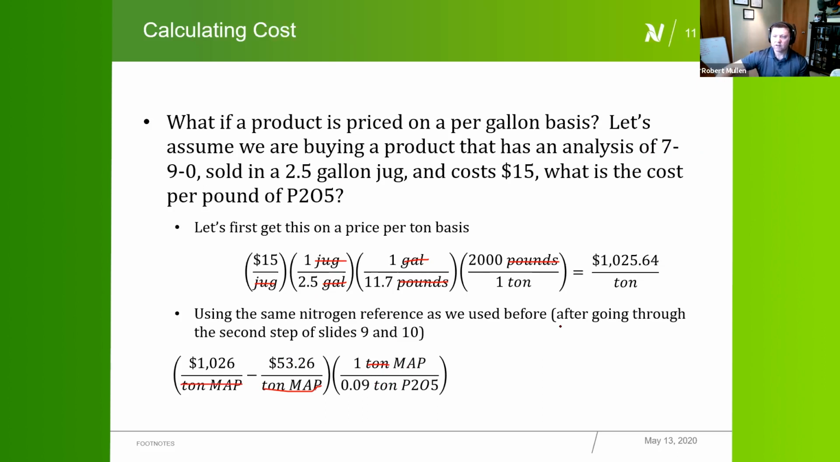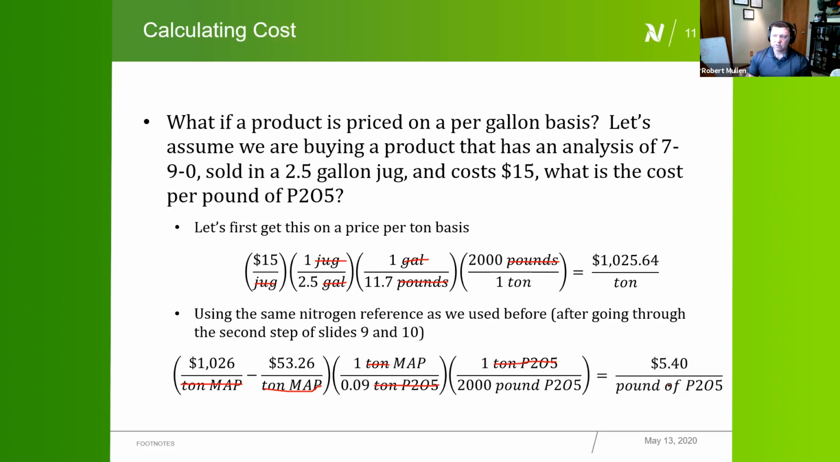The tons, so now I've got dollars per ton, but I want this on a price per pound basis. So the tons of P2O5, that goes away. So 1,026 minus 53 divided by 0.09, which is the phosphate analysis of this product, divided by 2,000, and it cost me $5.40 per pound of P2O5.